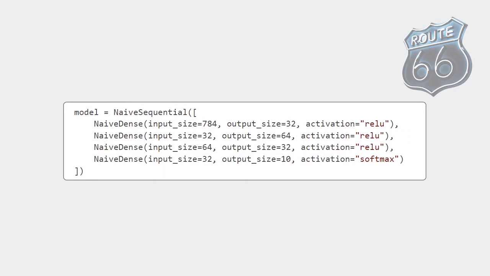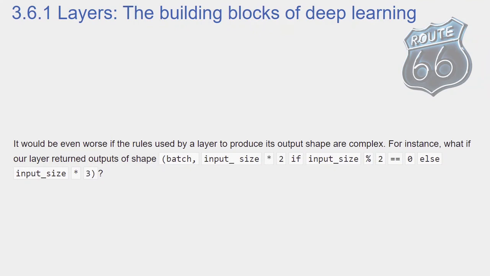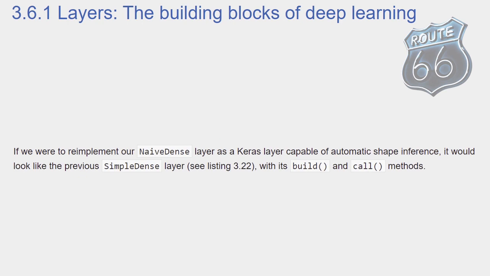In the toy version of the dense layer we implemented in Chapter 2, which we named NaiveDense, we had to pass the layer's input size explicitly to the constructor in order to be able to create its weights. That's not ideal, because it would lead to models that look like this, where each new layer needs to be made aware of the shape of the layer before it. It would be even worse if the rules used by a layer to produce its output shapes are complex. For instance, what if our layer returned outputs of shape this?